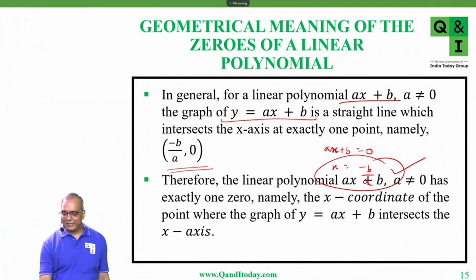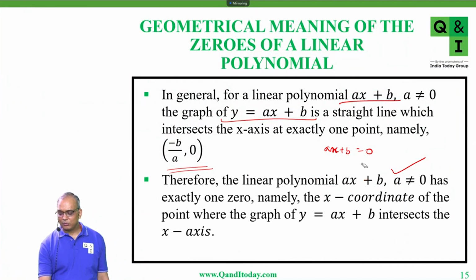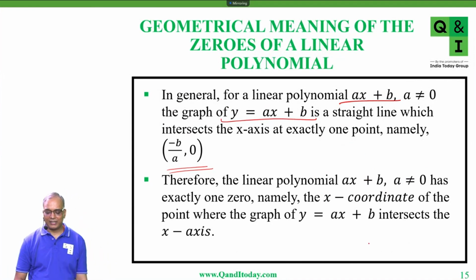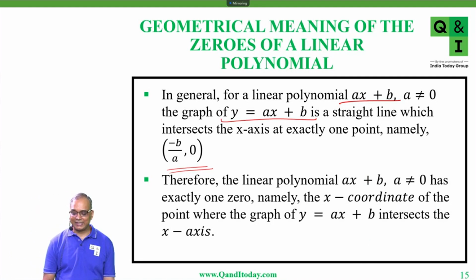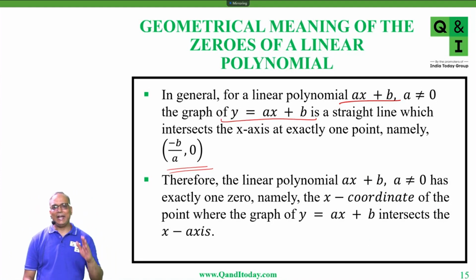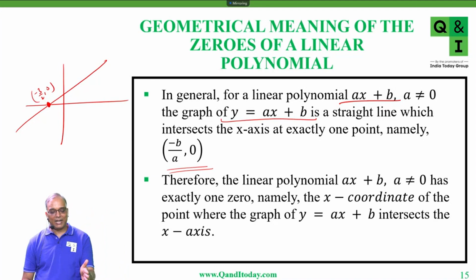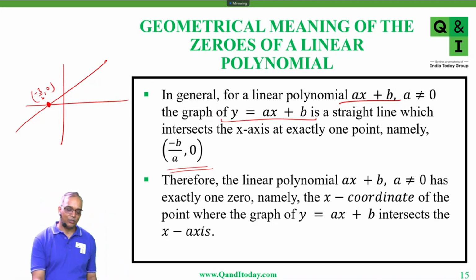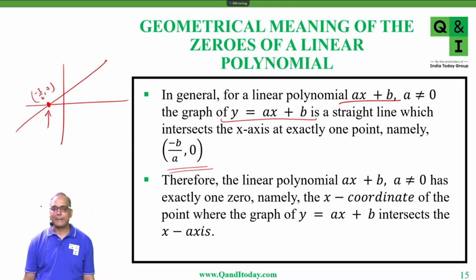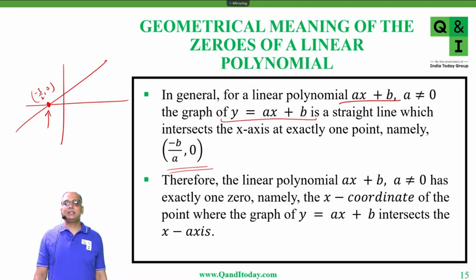So therefore, the linear polynomial ax plus b, where a not equal to 0, has exactly one zero, namely the x coordinate of the point where the graph of y is equal to ax plus b intersects the x-axis. So it is the x coordinate of that point at which the graph cuts the x-axis. Here we had seen this is the point at which the graph was cutting the x-axis, that is minus 3 by 2 comma 0. So this value of x will be the zero of the polynomial. The value of x here is minus 3 by 2. Is it clear, students?